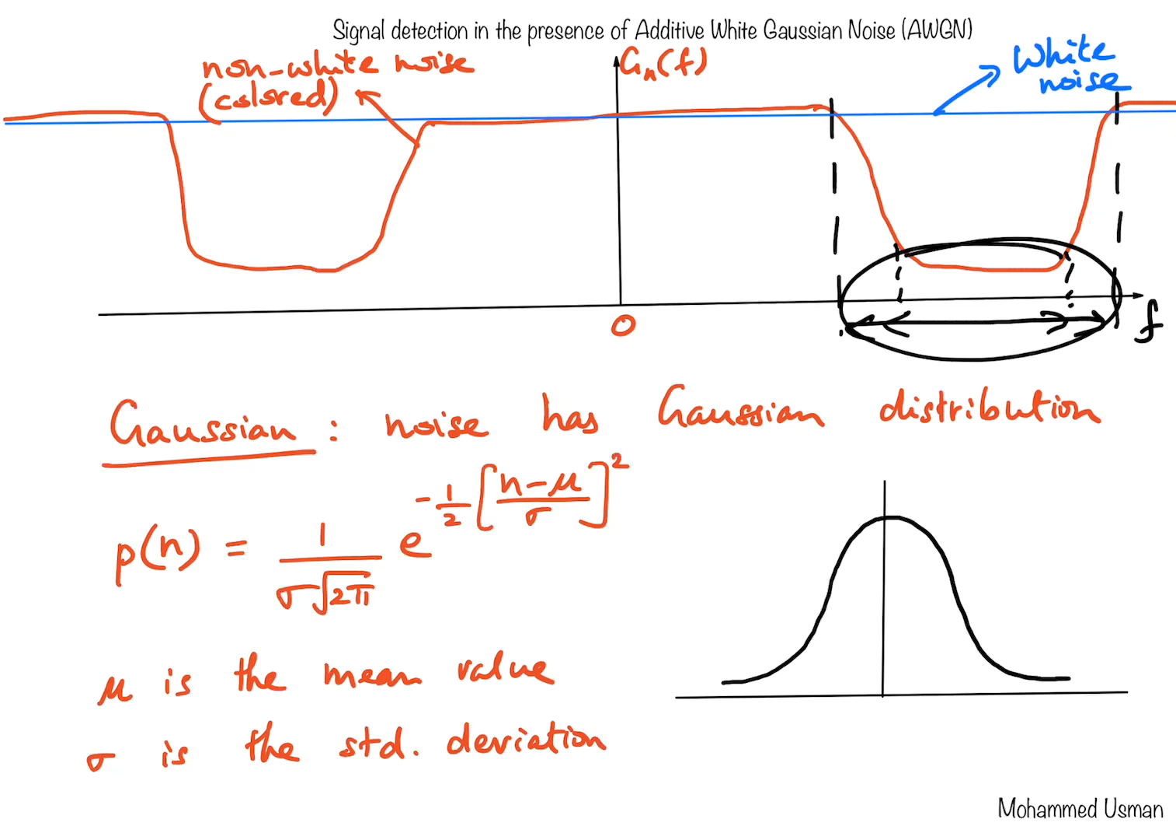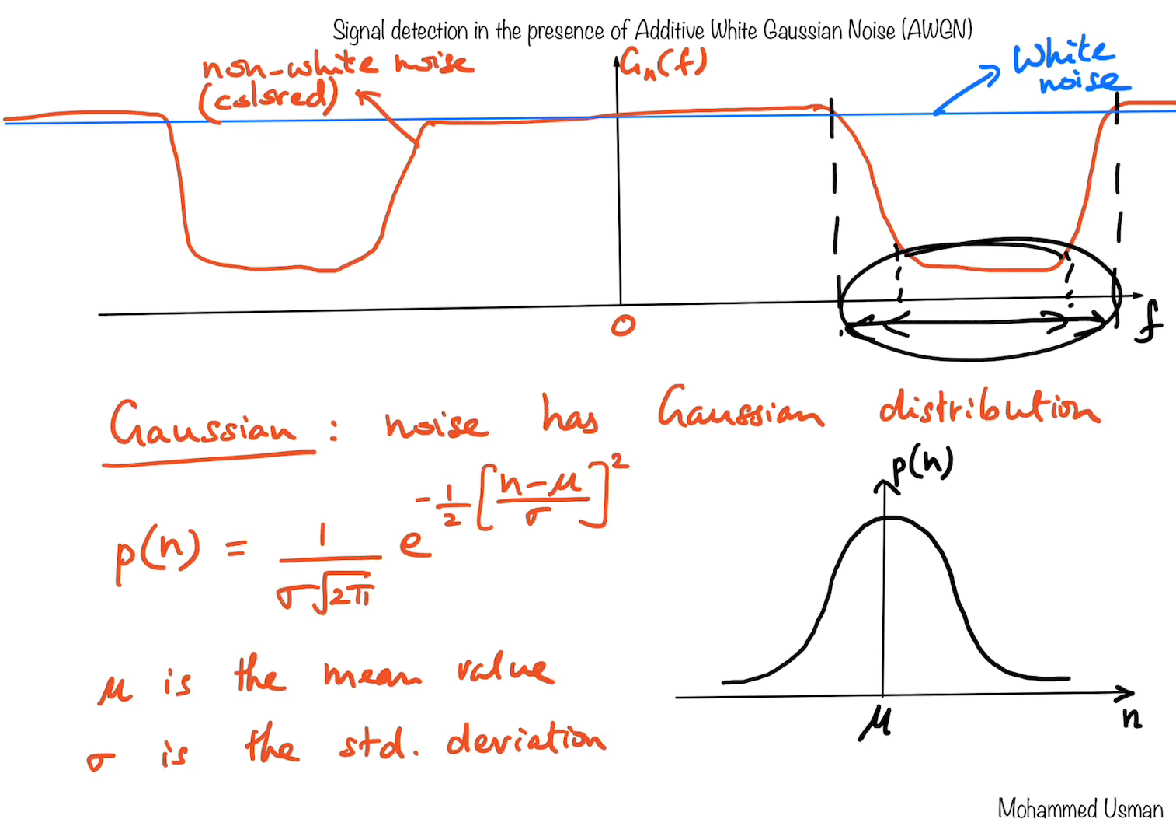Let me write that mu a bit more clearly. So that's our mean value, that's the central value. What we have on the x-axis is the variable, and on the y-axis is the probability of that variable taking a certain value. So n is the variable, or the values that that variable can take.